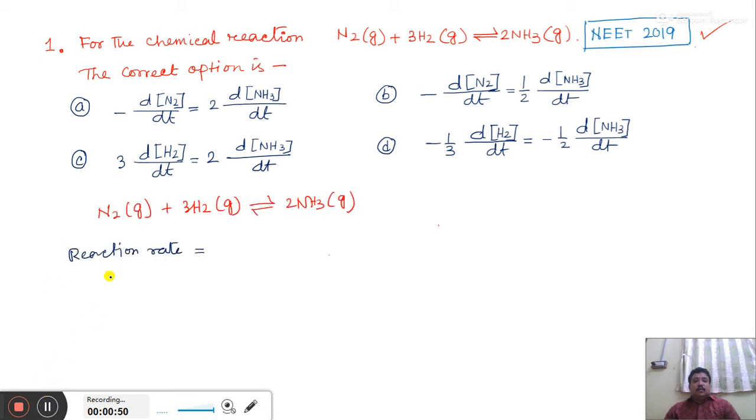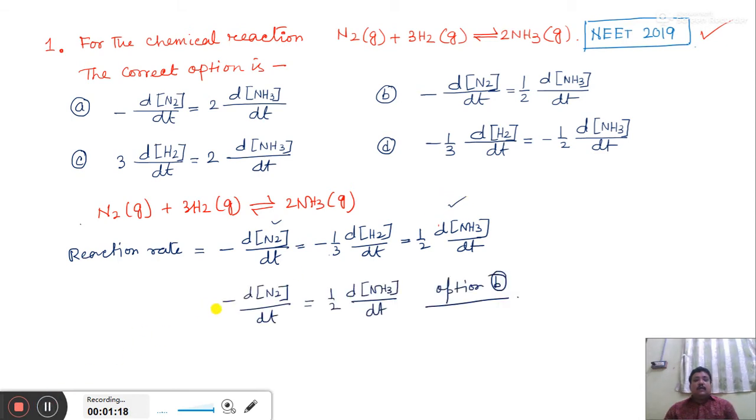Now we know for this reaction we can write the reaction rate is equal to minus d[N2]/dt is equal to minus 1/3 d[H2]/dt is equal to half d[NH3]/dt. So from the first and third terms we can write minus d[N2]/dt is equal to half d[NH3]/dt. This is option B. So for this question the correct option is B.